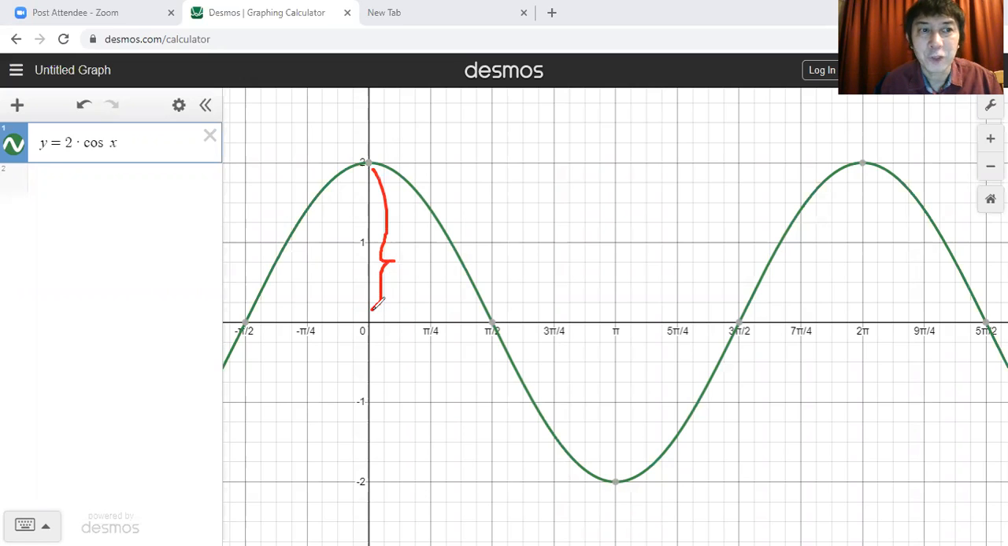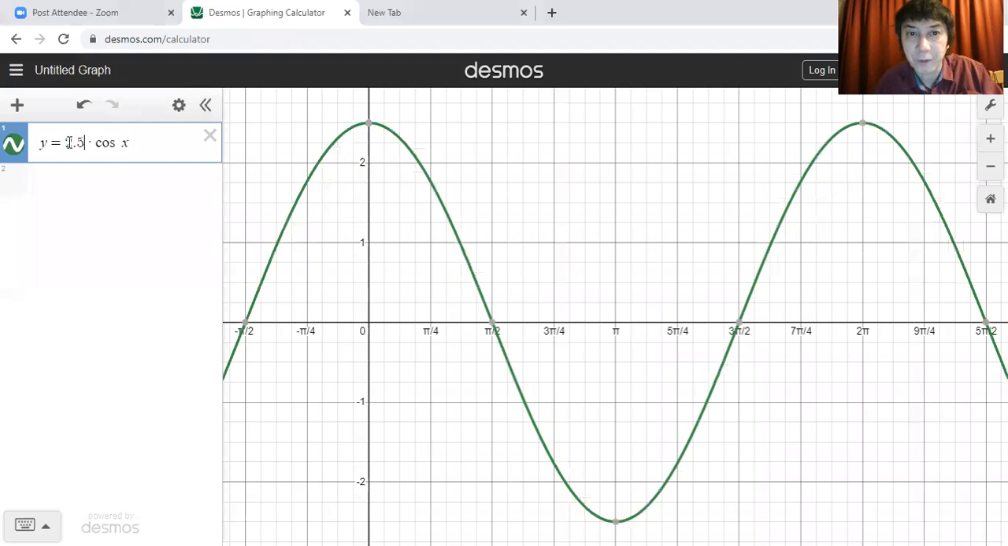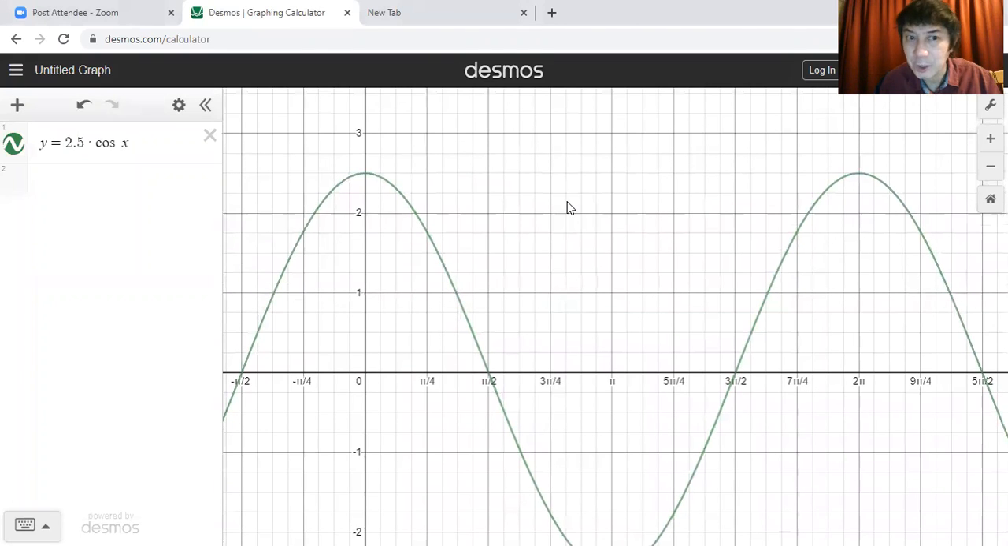All right. If you change this to 2.5, then you will have a maximum of 2.5 there. It's halfway between 2 and 3, halfway there. And from 0, that's 2.5 there. So the amplitude has the same effect as in the sine function.